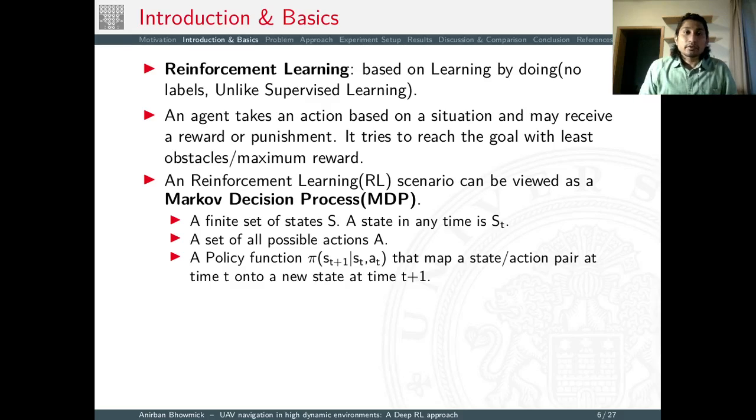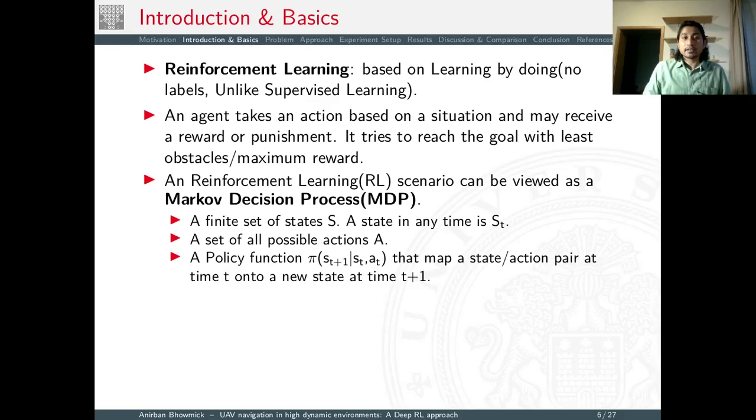As we are using a deep reinforcement learning approach, let us look at some of the basics of reinforcement learning. Reinforcement learning is learning by doing, unlike supervised learning techniques. Here an agent takes an action based on a situation and tries to find the reward, and it tries to finally reach the goal with the maximum number of rewards.